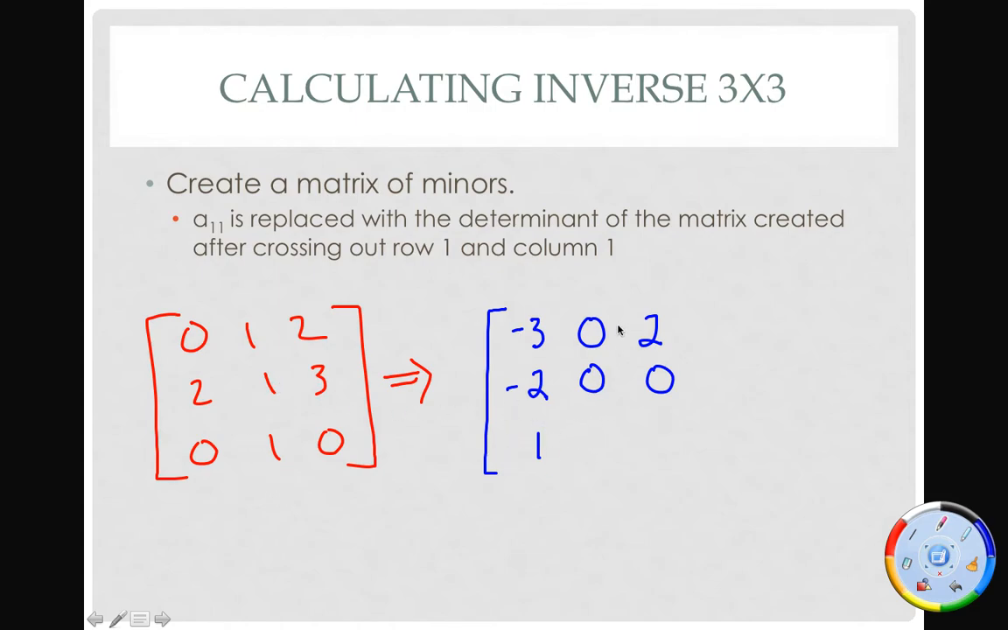For row 3, column 2, I get 0 minus 4, which is -4. And lastly, I get 0 minus 2, which is -2. Once you get the hang of this, it actually goes pretty quick. That is not the inverse, however. That is just the matrix of minors.